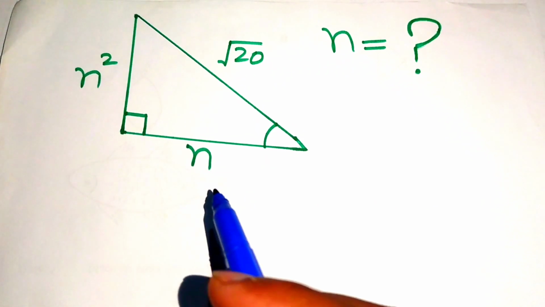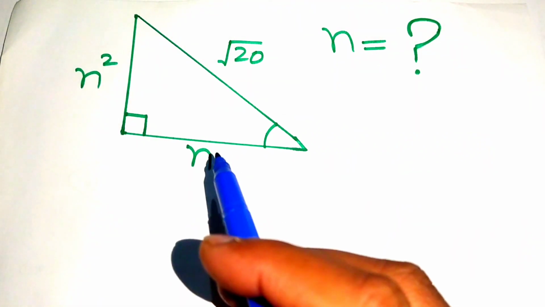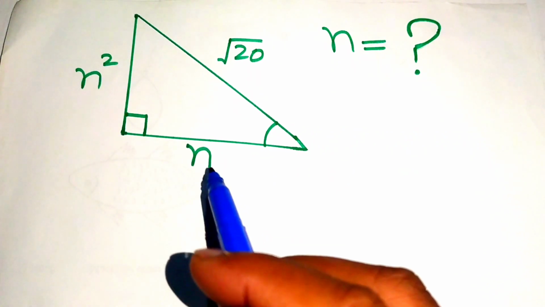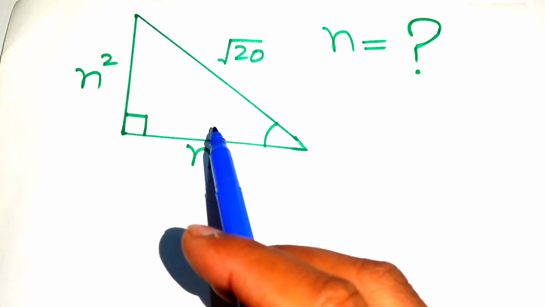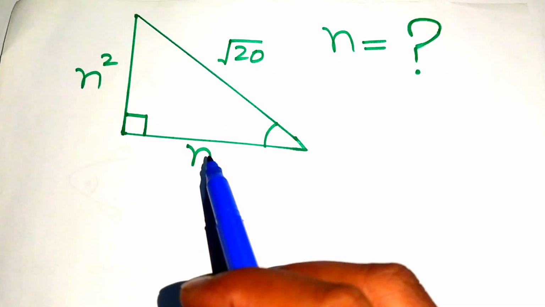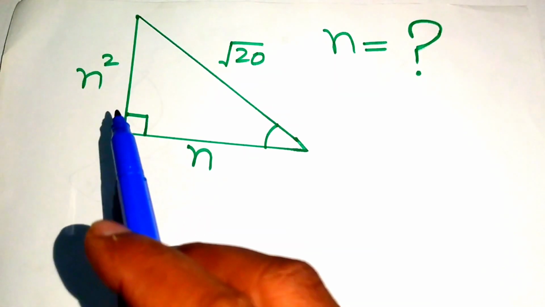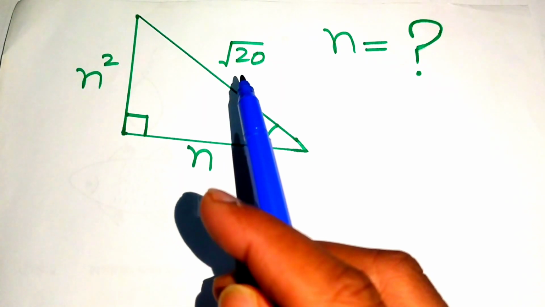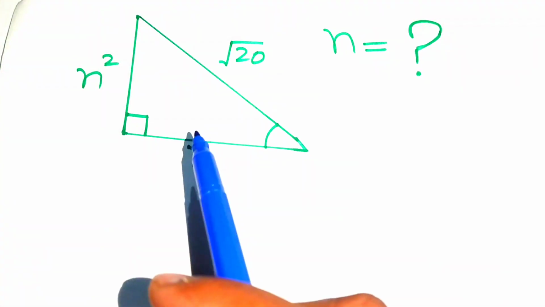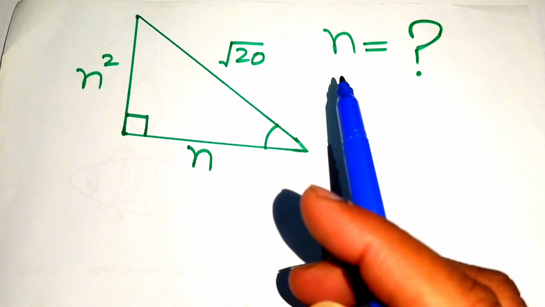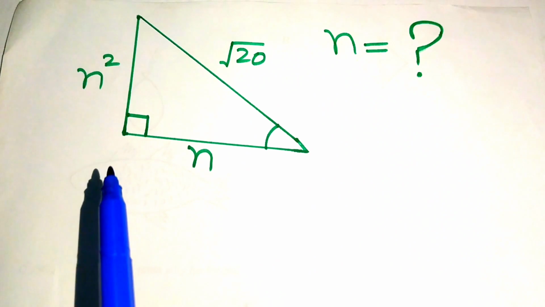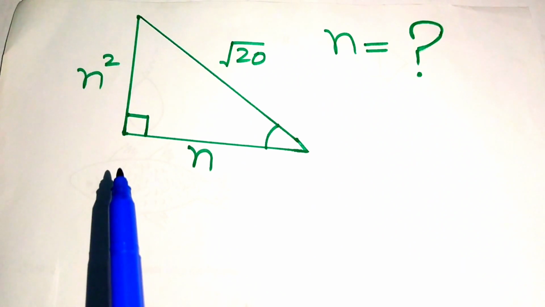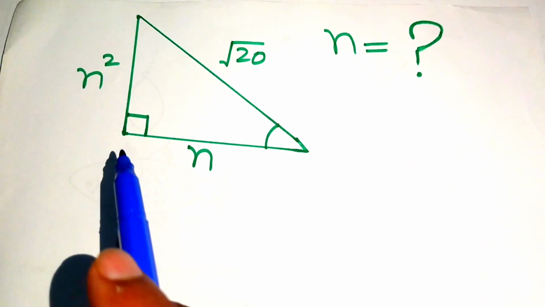In this video we are going to solve this nice math Olympiad geometry challenge, and here we have a nice right triangle in which the length of one side is denoted by n and the other sides' lengths are n square and square root of 20, and our target is to find the value of n.